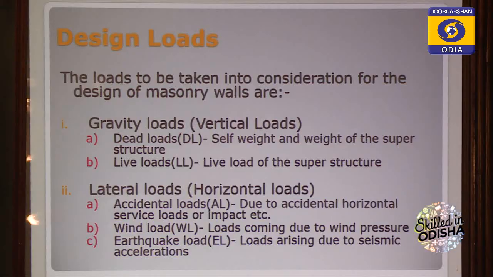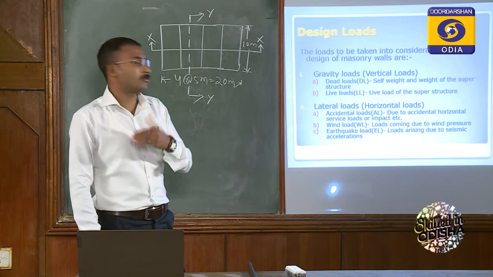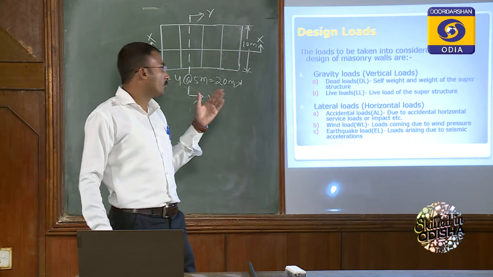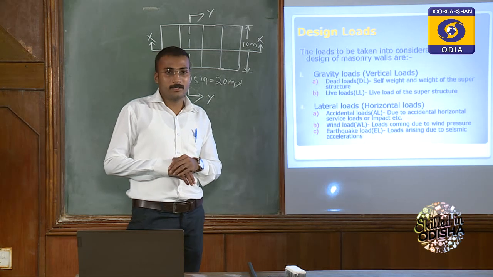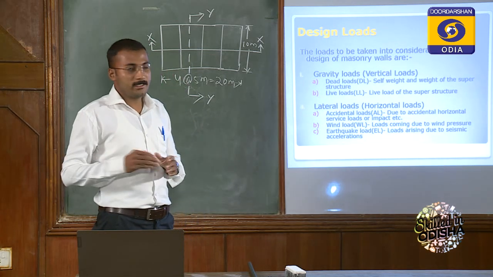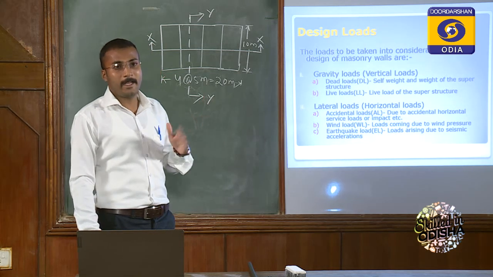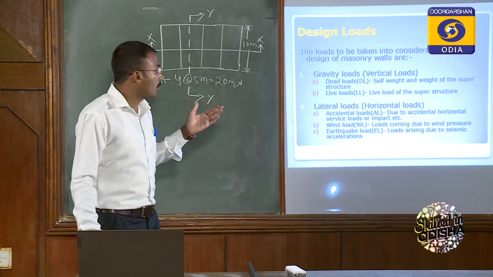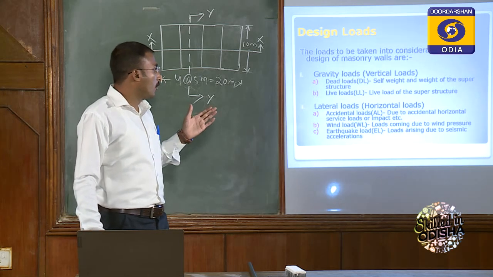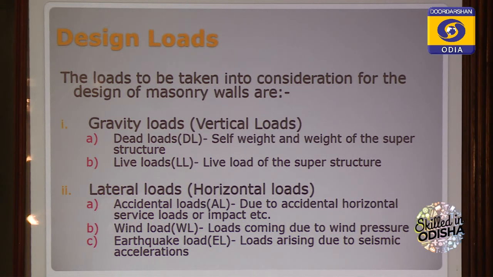So what are the design loads for the design of load bearing walls? The design loads are mainly of two types. First, gravity loads or vertical loads. The vertical load comprises dead load, that means self weight and weight of superstructure, and the live loads, that means the live load of the superstructure. It will vary from structure to structure. Second, the lateral loads or horizontal loads. These are the accidental loads, that means throughout its design period the accidental loads may or may not come, the wind load, loads coming due to wind pressure, and the earthquake load, loads arising due to seismic accelerations.